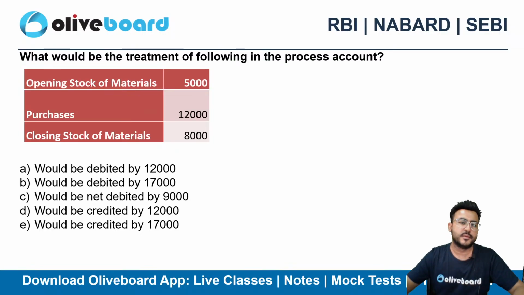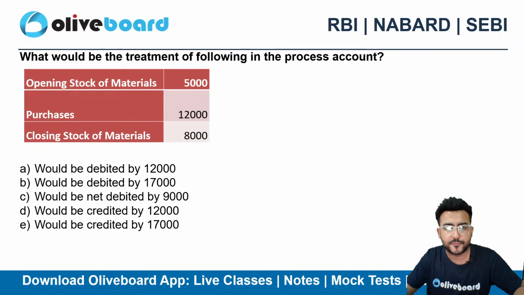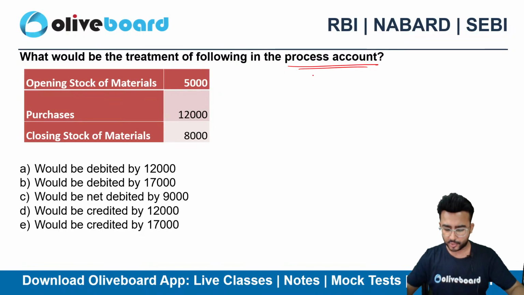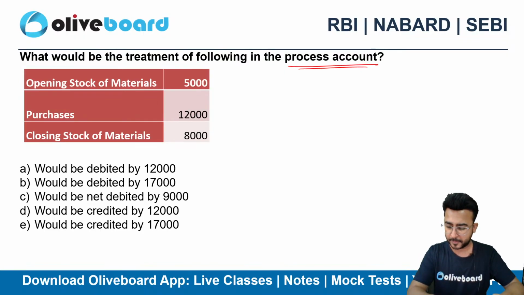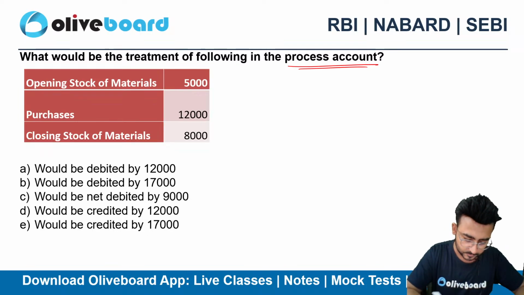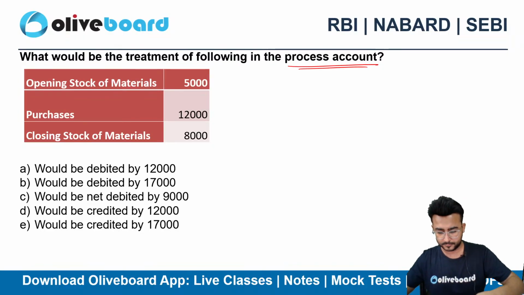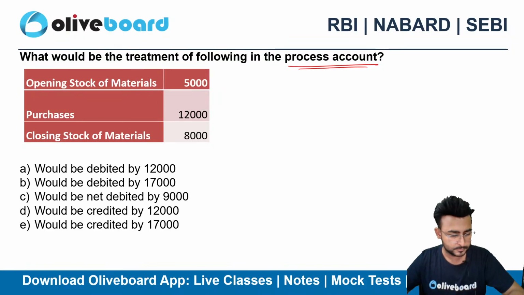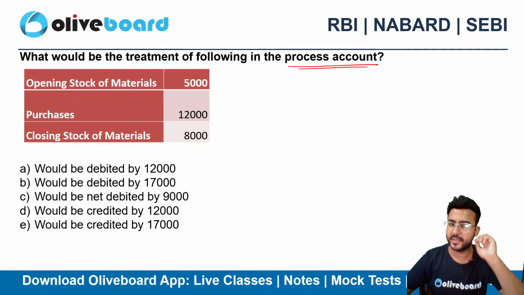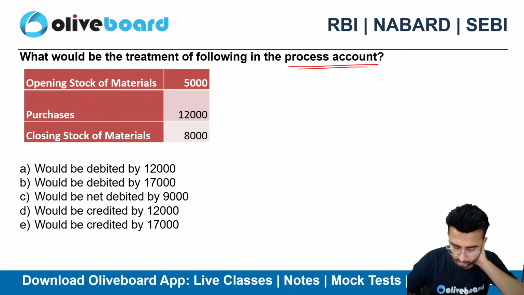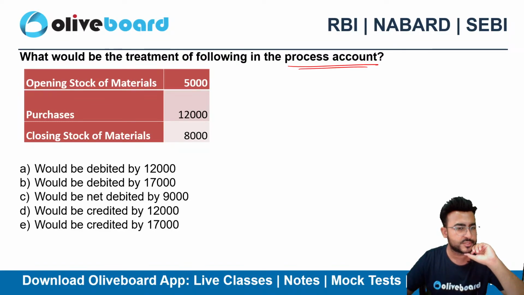Next question. What would be the treatment of the following in the process account? What do you think, guys? How much will go to the process account? A very simple, a very direct question. How much will be transferred to the process account for raw material? I have opening stock, I have purchase, I have closing stock.